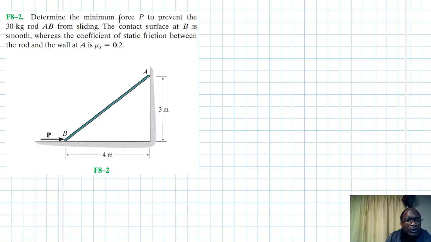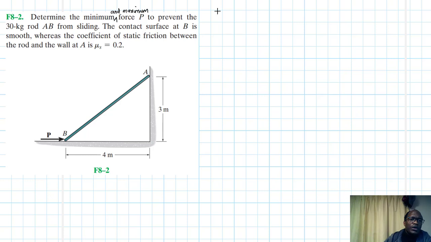So I'll modify this here. I'll say minimum and maximum. I want us to calculate two values there, minimum and maximum, to prevent the rod from sliding. And then we've been told the contact surface at B is smooth.